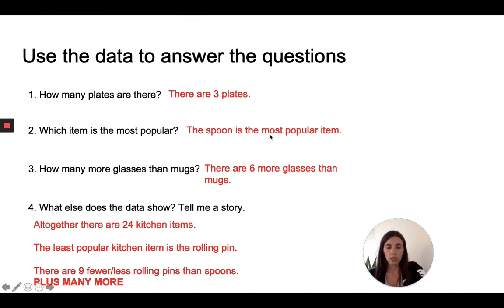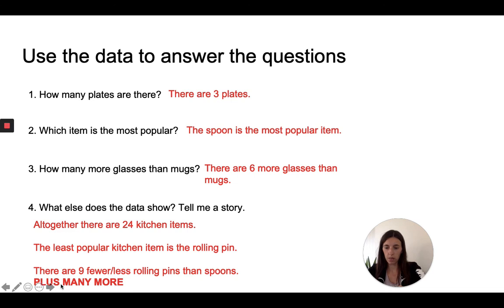Now up here we looked at the most. Okay, here I've written the least popular. So here we talked about the most popular, which was the spoon. The least popular kitchen item is the rolling pin because there was only 1 rolling pin. Okay, and I've also got that there are 9 fewer or 9 less rolling pins than spoons because there were 10 spoons and only 1 rolling pin. So the difference between 10 and 1 is 9.